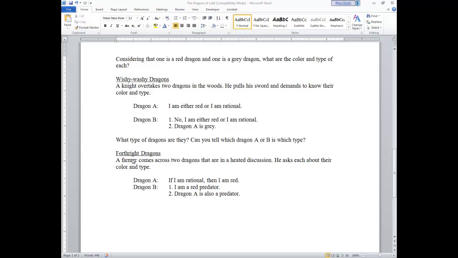The last part here with forthright dragons tells us a farmer comes across two dragons that are in a heated discussion. He asks each about their color and type, and Dragon A says something a little bit different than we had in some of the past statements. He says, if I am rational, then I am red. Dragon B says, I am a red predator. Dragon A is also a predator.